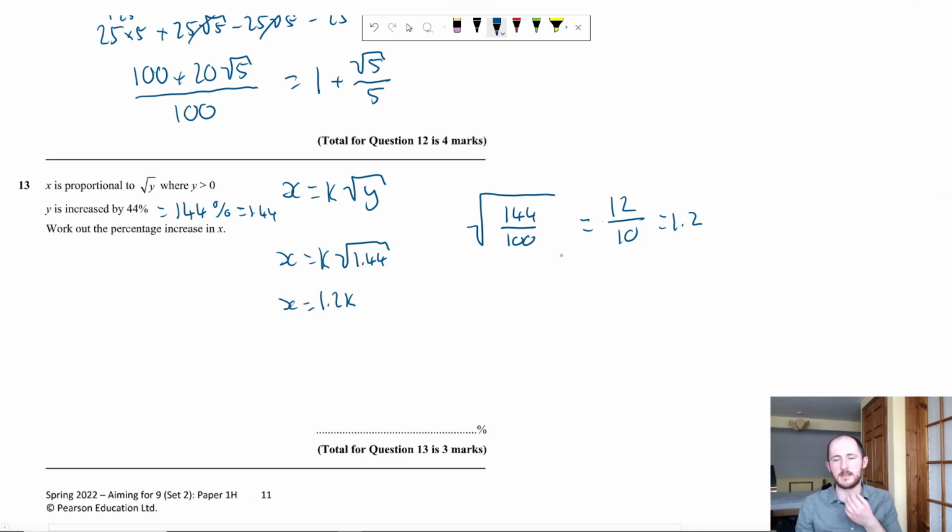And what does 1.2 mean? It's 1.2 times bigger, right? So that's 120% of its original value. So the actual percentage increase is 20%, right? Because take away the original value, you get 20%. Nice and easy, hopefully. Actually, it wasn't very easy, but I hope that makes a bit more sense.